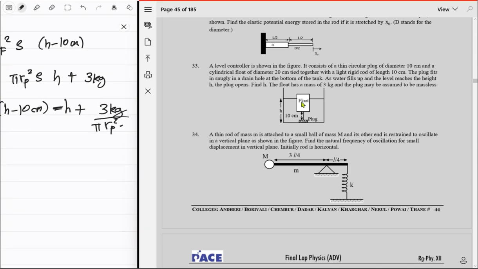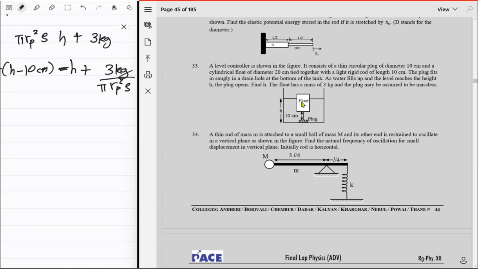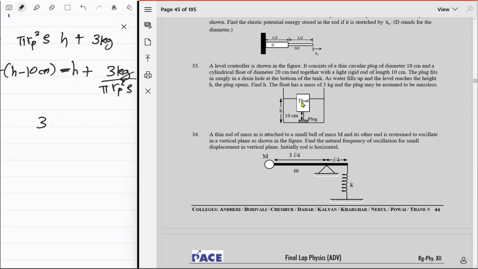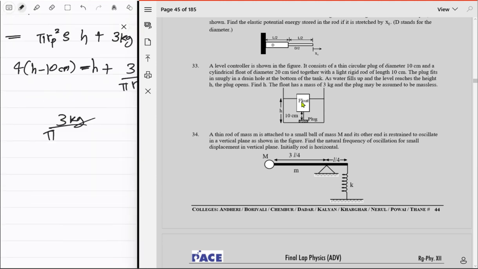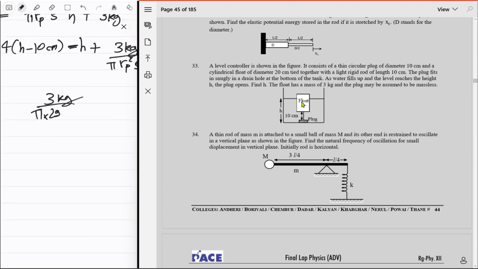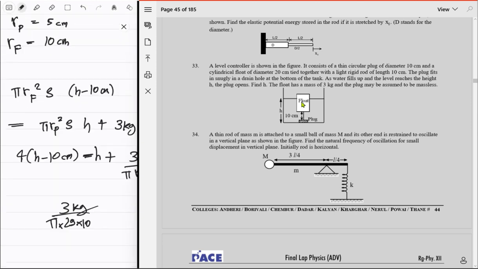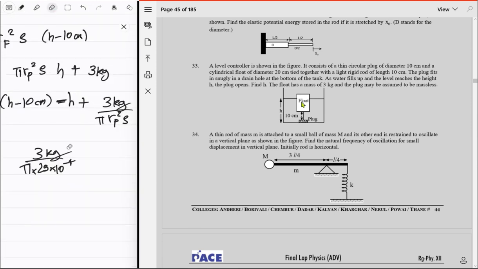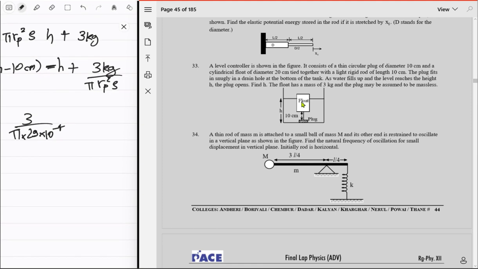p squared rho, right? Let's calculate. 3 kg upon pi r p, this thing is like 25 times 10 to the power negative 2 squared, 10 to the power negative 4. We need some unit like this. Density of water is like water, right? So we can take 1 gram per centimeter cube. Oh, that's actually awesome because what that would mean is you don't have to write it like that. 25 centimeter square is just 1 gram per centimeter cube.